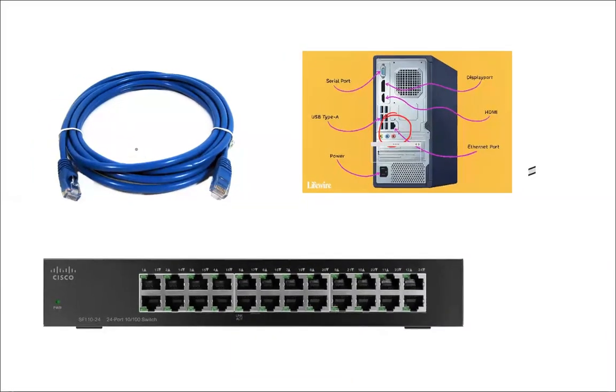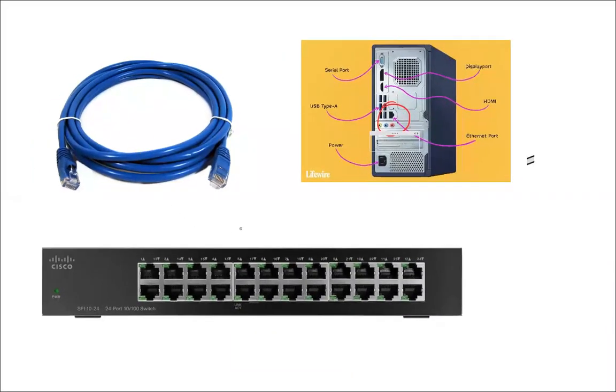Now you can see this image, right? This is how a switch looks like. The networking device that I was talking about, this is a switch, and you can see it is a 24-port switch. You can see multiple ports are there, 24 ports. It's a Cisco switch.